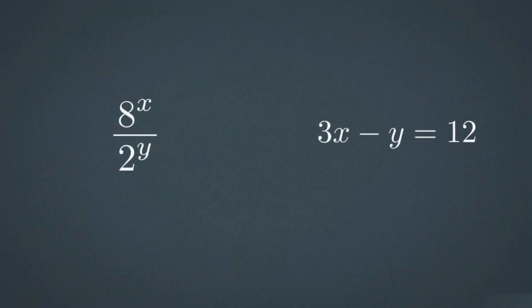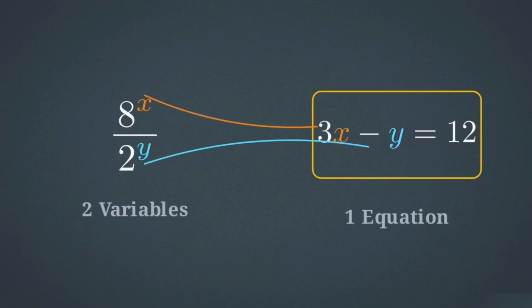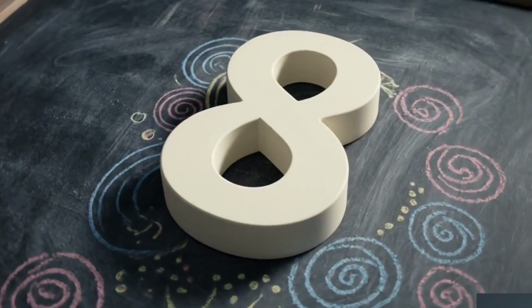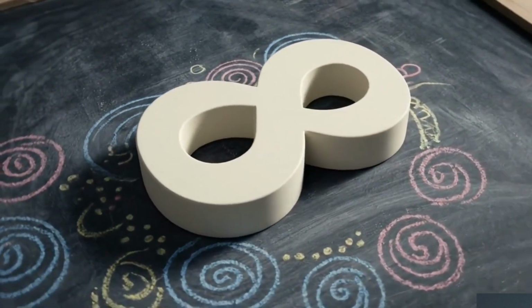Right away, there's a roadblock. We have an expression with two unknown variables, x and y, but we only have one equation to work with. Mathematically, that means we don't have enough information to solve for either variable on its own. But there is a simple workaround that takes just a few minutes to learn.